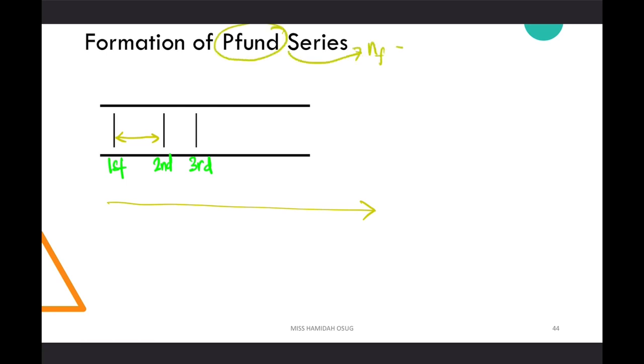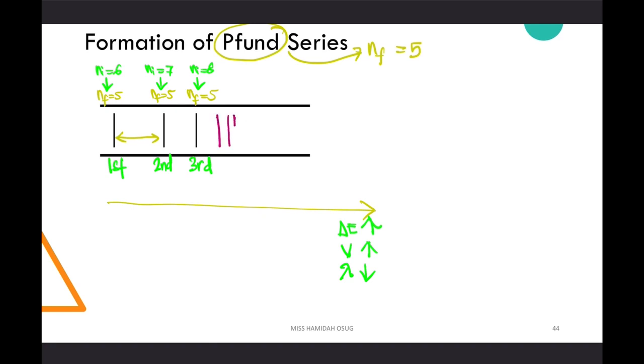So oleh sebab dia adalah P-Fan series, maka N final adalah sama dengan 5. So N initial untuk first line adalah 6, N initial untuk second line adalah 7, dan N initial untuk the third line adalah 8. So daripada kiri ke kanan kita boleh buat kesimpulan delta E akan meningkat, frekuensi akan meningkat, wavelength akan menurun.